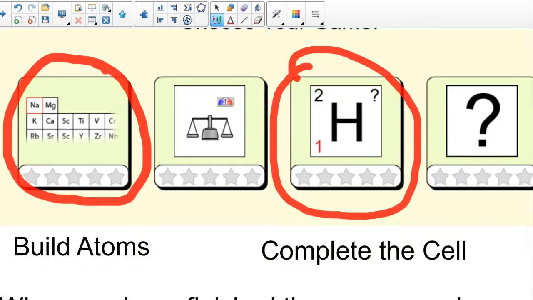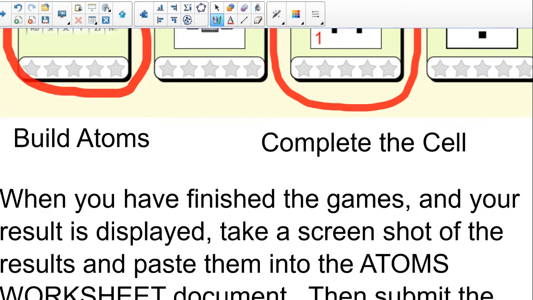Once you finish the first one, take a screenshot of the results. So you're going to go through and it'll say, oh, you got 4 stars out of 10, or 4 stars out of 5, sorry. Take a screenshot of that, and if you miss it, don't worry, we can do it at a later date. And we're going to paste that into an Atoms worksheet and then submit that all into the Dropbox.